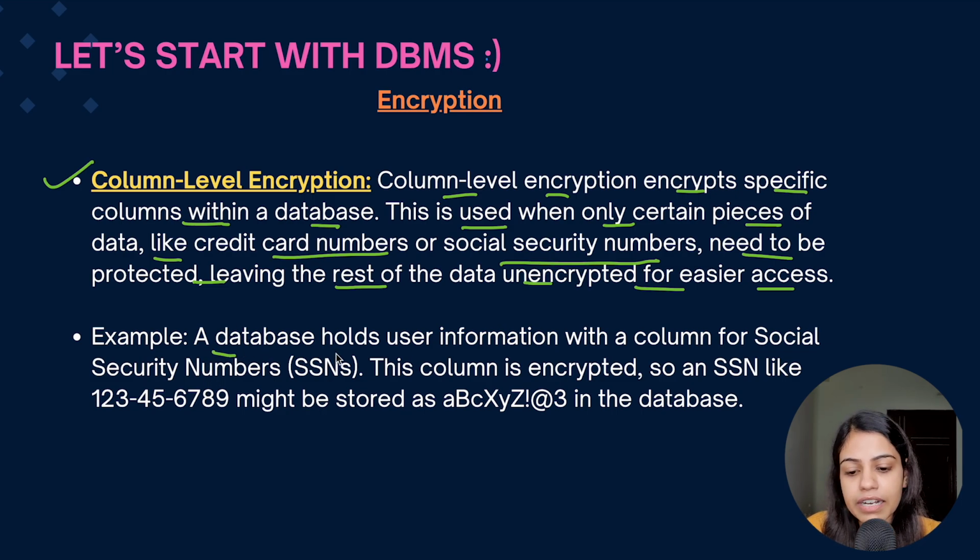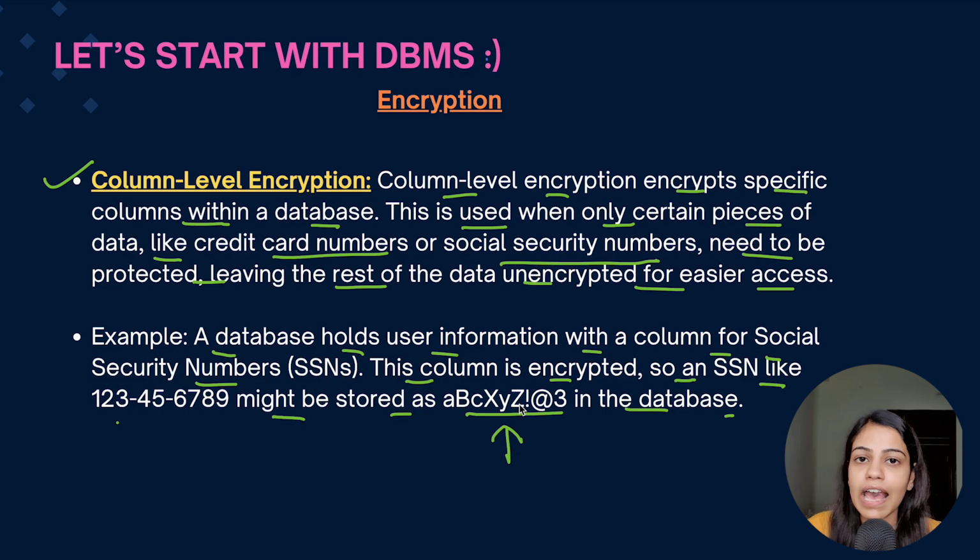So for example, a database holds user information with a column for social security numbers, that is SSN. This column is encrypted, so an SSN like 1, 2, 3, 4, 5, 6, 7, 8, 9 might be stored in this particular way in the database, so that if anyone accesses this particular column, they will only see these special characters and need a decryption key to read the data. This is used whenever you want to encrypt some special column which has highly valuable or highly risky data.